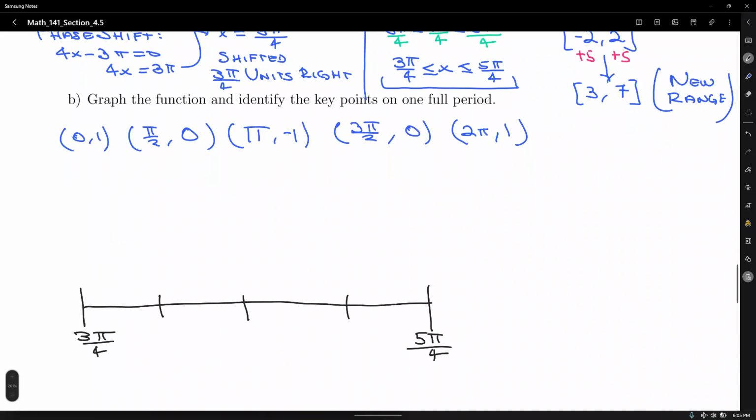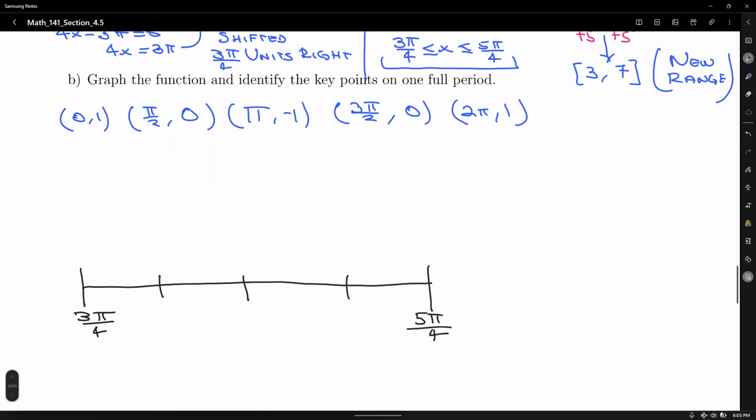All right, so let's find the value in between and the value in between, and those are going to be the new x coordinates. Okay, so what is halfway between 3 pi over 4 and 5 pi over 4? Let me show you the calculation for that. So halfway between 3 pi over 4 and 5 pi over 4, that's essentially finding the average of these two values, because that's going to be the number in between.